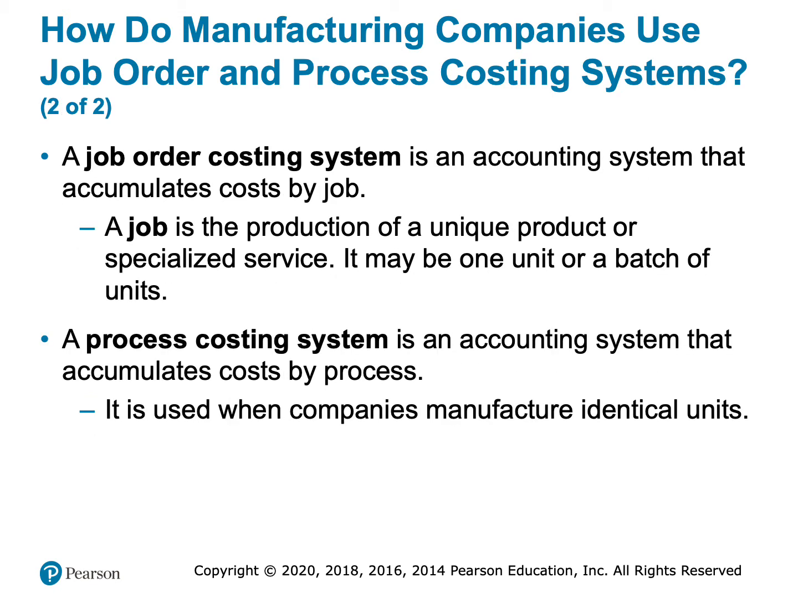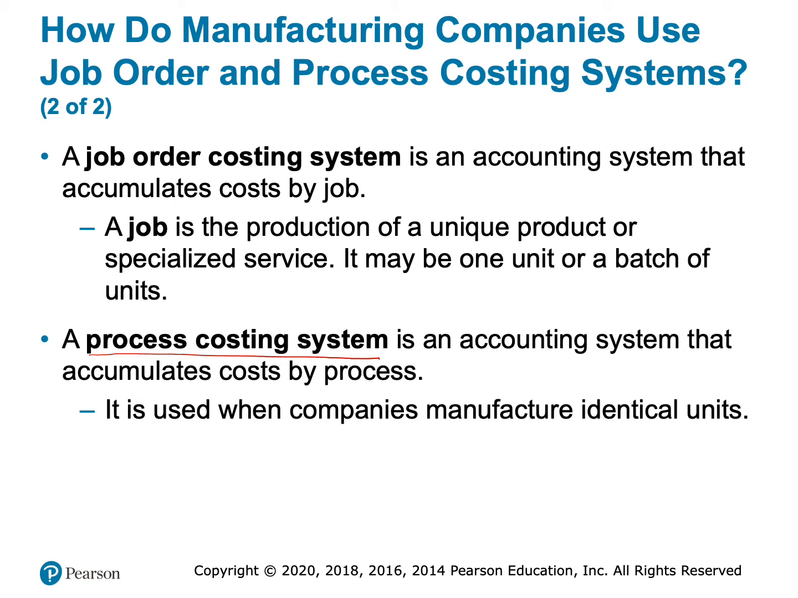So if we are a company that mass produces identical goods, then we will use a process costing system. So I realized I jumped out of order there, but a process costing system is when we mass produce identical goods. So if I'm Coca-Cola, I'm making batch upon batch upon batch of cans of Coke. They're all exactly the same. They never change. They shouldn't change.